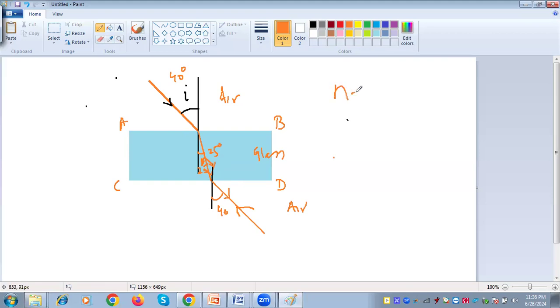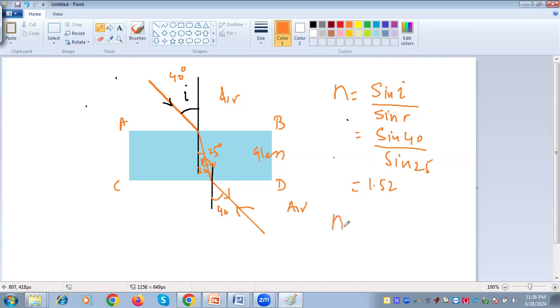What is n? Ratio of sine of angle of incidence divided by sine of angle of refraction. So we can say sine 40 divided by sine 25. If you calculate sine 40 divided by sine 25, what do you get? 1.52, I'm getting. This is the refractive index, no unit, because it is the ratio of two similar quantities.